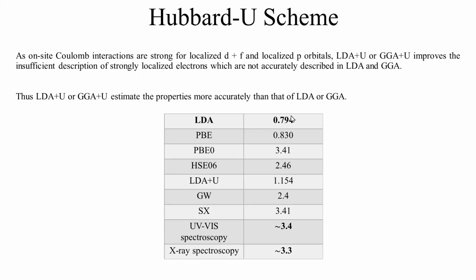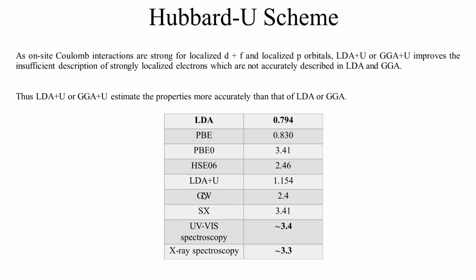It will give you around 0.7 using LDA, 0.83 using GGA, PBE refers to GGA, then PBE+U goes to 3.4, which is close to the experimental value. Then if we are using hybrid functionals, which is referred to as HSE, it will give you around 2.4. Then if we use LDA plus U, it will give you 1.1, which is in vast agreement with the experimental value.